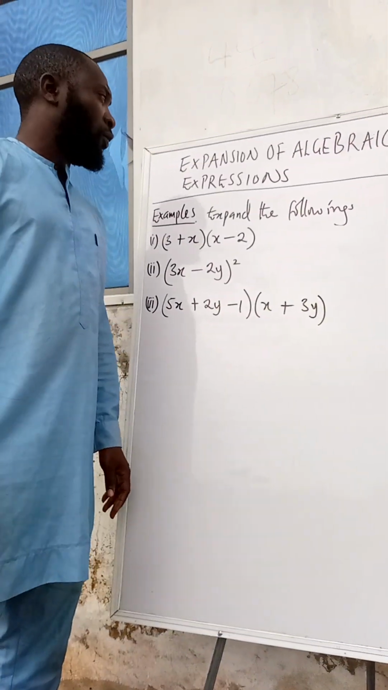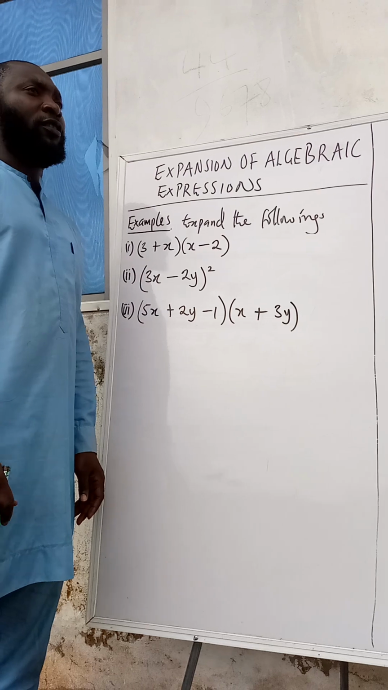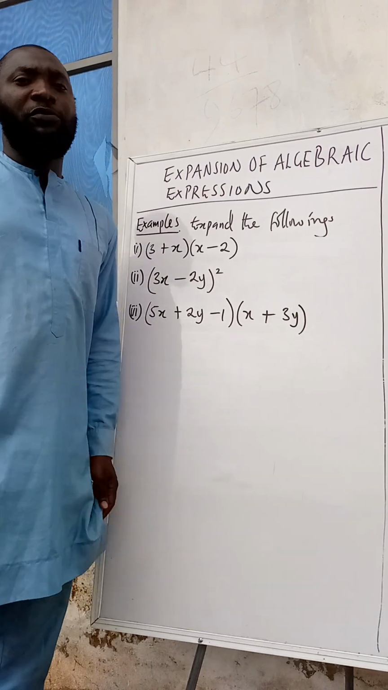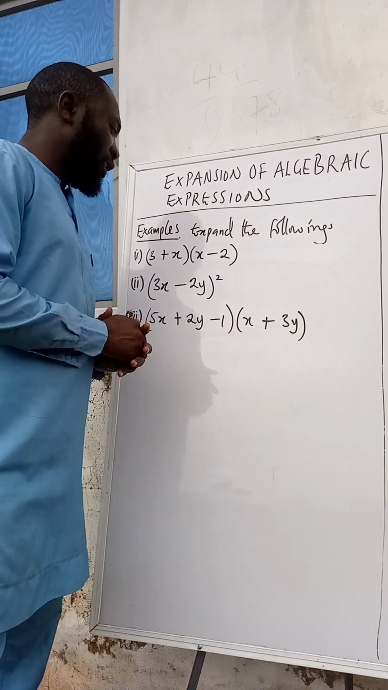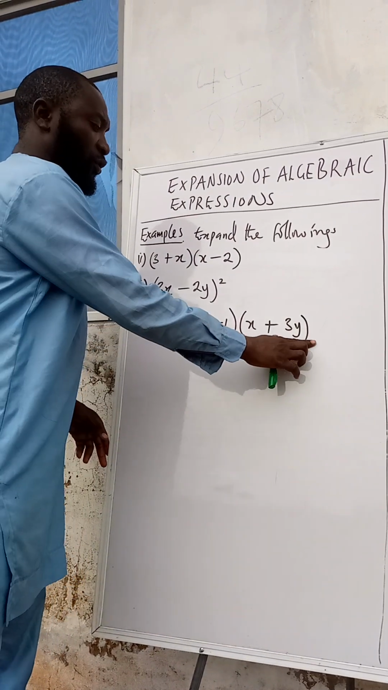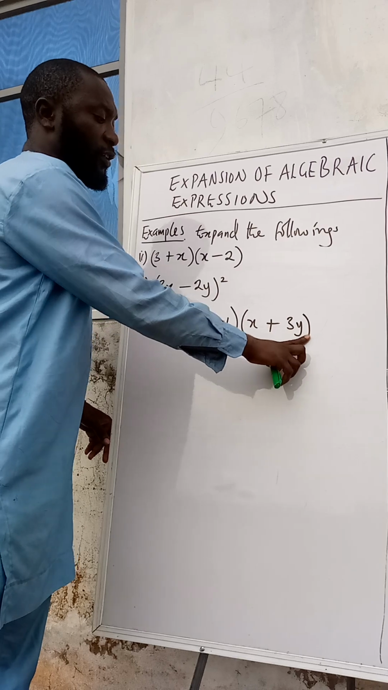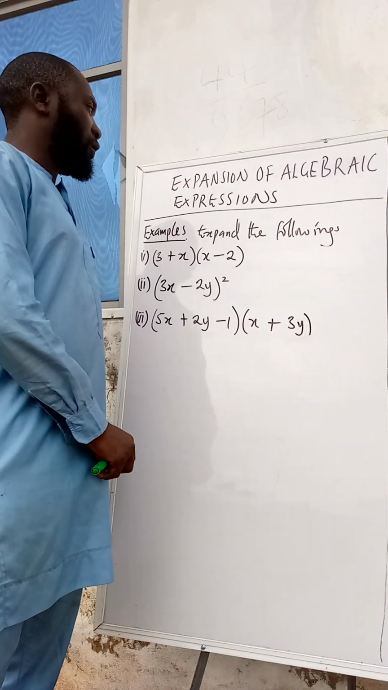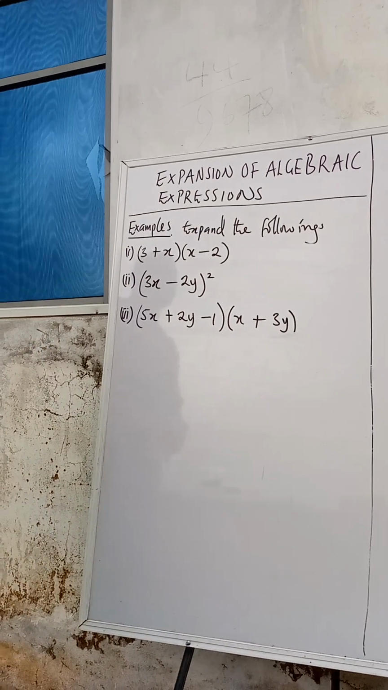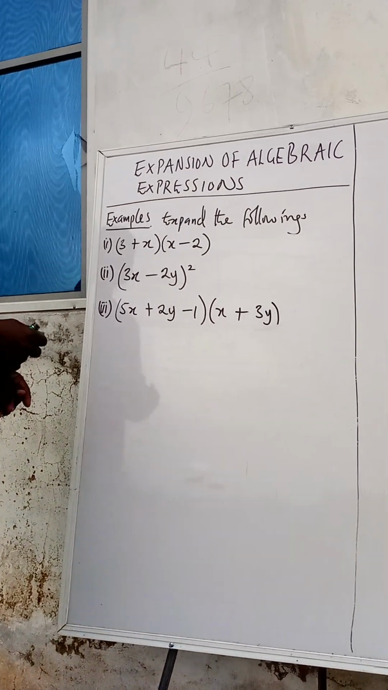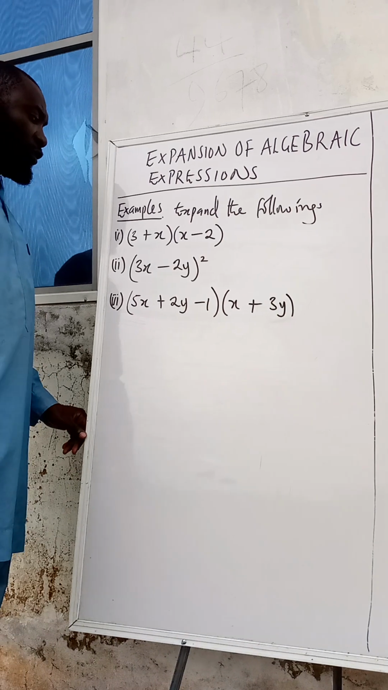So once again, expansion of algebraic expression. So here is part 2, the continuation of expansion of algebraic expression. So here we want to look into these examples again.